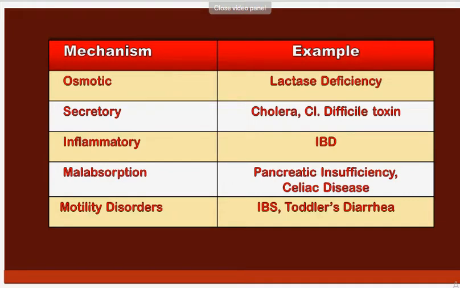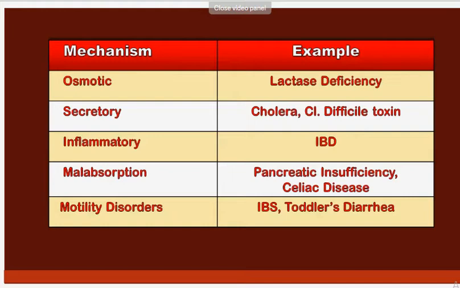The second mechanism is secretory diarrhea, and here it results from substances found inside the GIT lumen. It could be a bacterial toxin, for example Vibrio cholera, and this will increase the secretion of chloride ion and water into the intestinal lumen. Here the fasting will not affect the outcome of the diarrhea, because the toxin, like in cholera or the Clostridium difficile toxin, is the primary cause for the secretion of chloride ion and water.